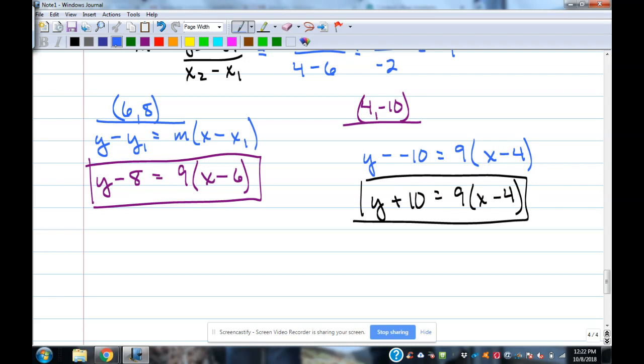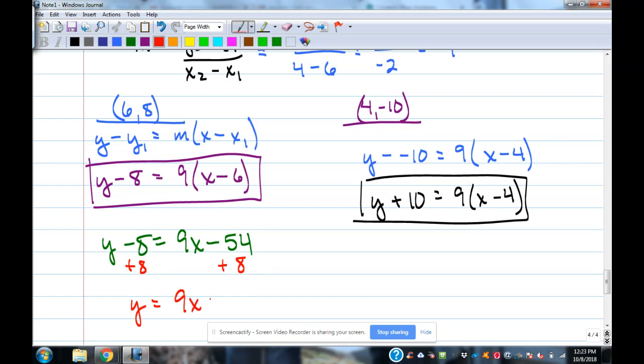There's point slope form. Both of those are exactly the same. They make the same line. They're different ordered pairs, but they make the same line. What I want you to see here is it doesn't matter which one of these you start with, your slope-intercept form will be the same. If I work this one out to get it into slope-intercept form, I would have y minus 8 equals 9x minus 54. And then I would add 8.